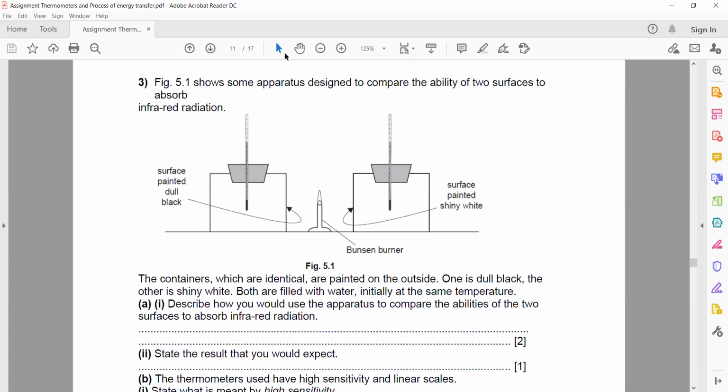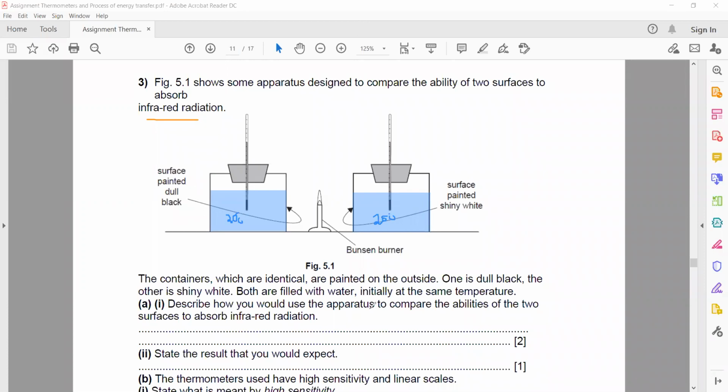Figure 5.1 shows some apparatus designed to compare the ability of the two surfaces to absorb infrared radiation. This surface is shiny, and on the left hand side we have dull black. The containers, which are identical, are painted from outside. One is dull black, another one is shiny, and both are filled with water. So both are filled with water and initially at the same temperature. For example, if the water here is at 20 degrees centigrade, the other container is also at 20.